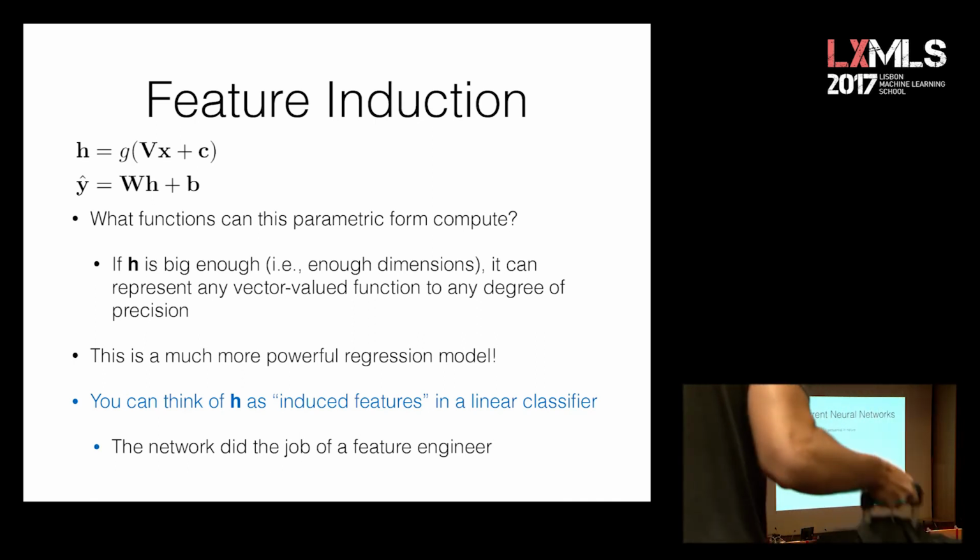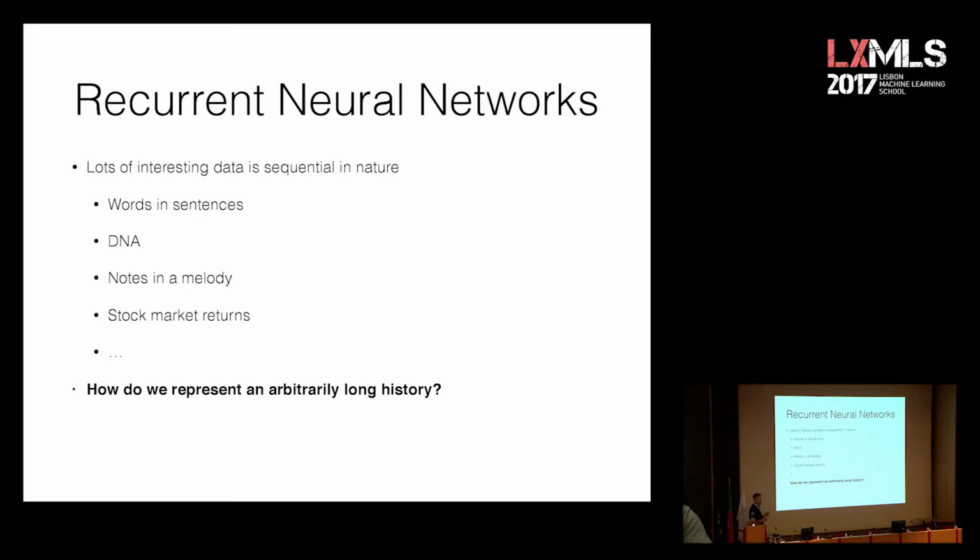Okay, so recurrent neural networks. First I'm going to just say there's lots of interesting data that is sequential in nature. We focused a lot this week on language, so we can think of words and sentences as a sequence. We could think of DNA as a sequence. We can think of notes in a melody. Maybe we want to generate music as a sequence. We can think of stock market returns as a sequence. All of this stuff is sequential.